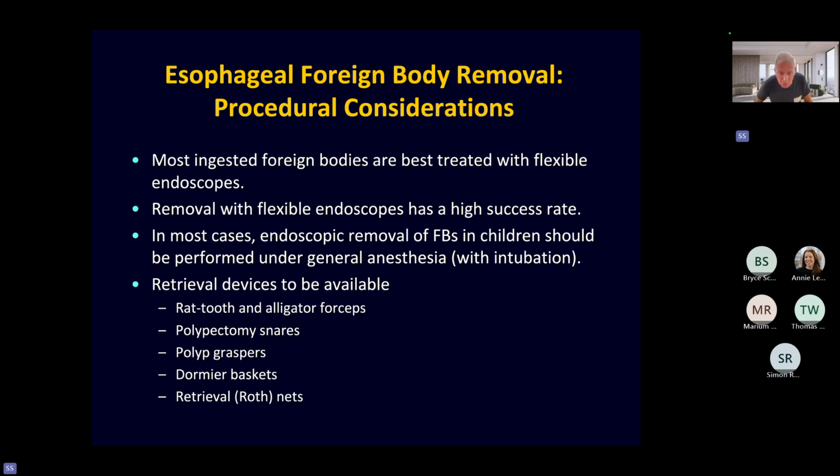Most ingested foreign bodies are best treated with flexible endoscopes, where there's a high success rate. In most cases, endoscopic removal of foreign bodies in children should be performed under general anesthesia with intubation. We mentioned that already. Retrieval devices to be available: rat tooth and alligator forceps, polypectomy snares, polyp graspers, Dormia baskets, and Roth nets can be very useful. You should have most of these available to you to take out a foreign body. You may not use them, but it's nice to know that they're there.